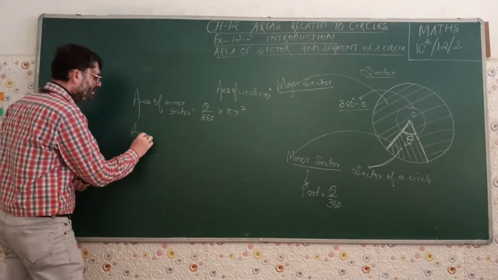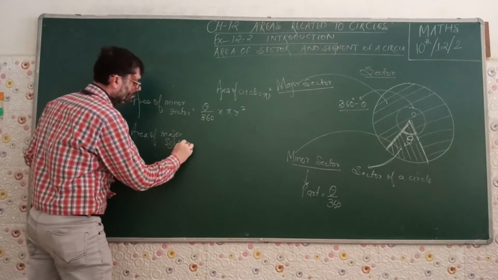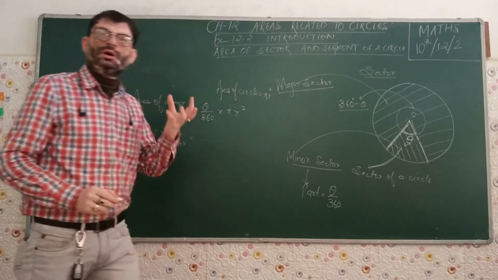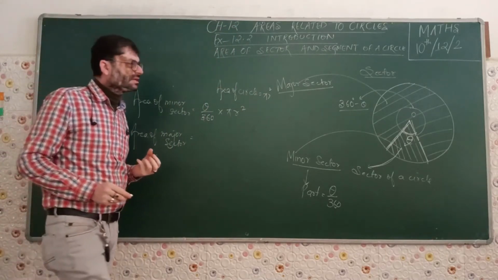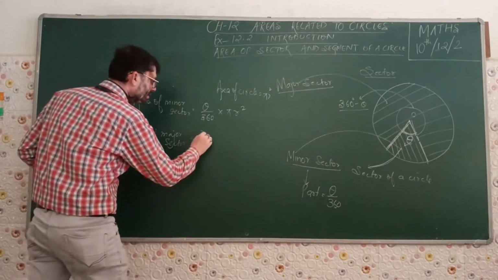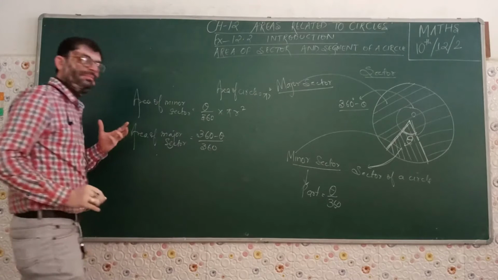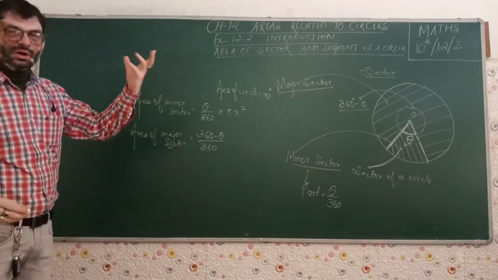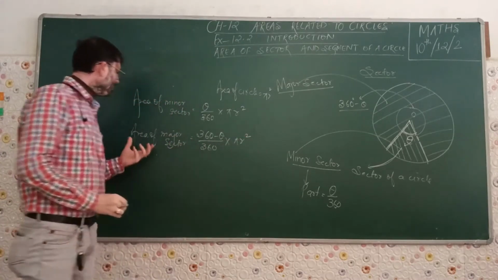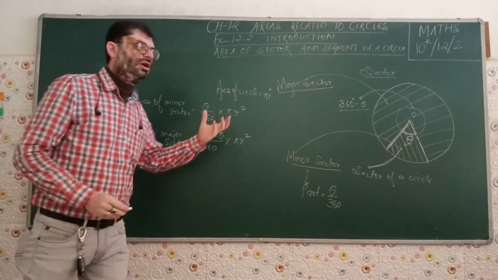We can write the area of the major sector is equal to the part taken by the major sector of the whole circle. And what is the part taken by the major sector? That is (360 minus theta) upon 360. So you can write it this way also: (360 minus theta) upon 360. This is the part that the major sector is taking of the whole circle, and into the area of the circle, that is pi r square. So this would be my formula for finding the area of the major and minor sectors of a circle.